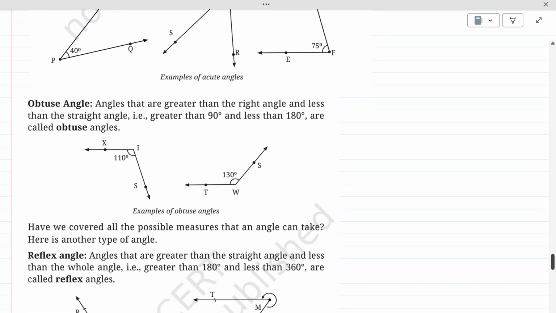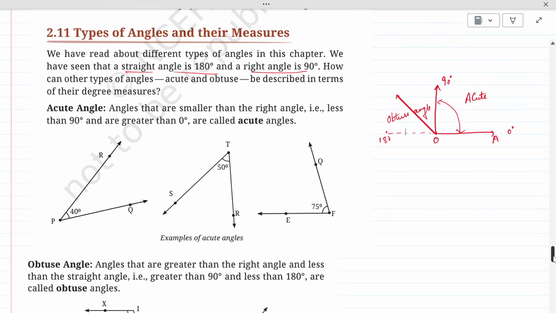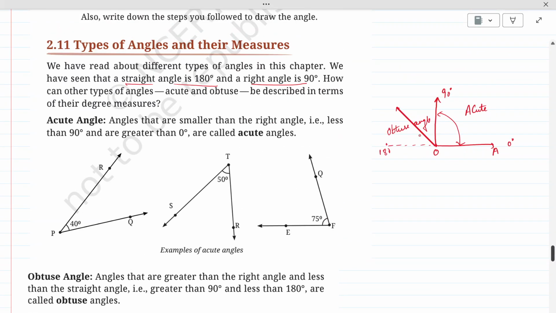Okay. Next we have the obtuse angle. They are the angles which are greater than 90 and less than 180. We have done that. They are called obtuse angles. They can come like this or in any shape. We just have to see in what direction we are making it. Then we have the reflex angle. So what are reflex angles? The angles that are greater than the straight angle, that is, greater than 180 degrees and less than 360 degrees. So kids, if I make an angle here, this one is obtuse, but the remaining angle is my reflex angle.